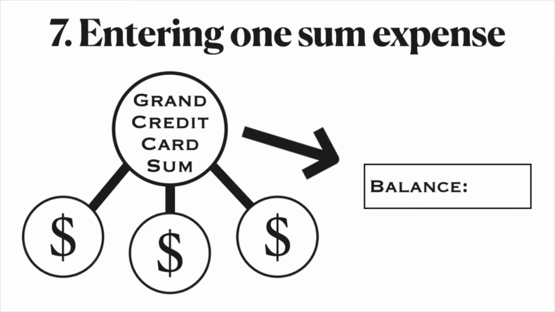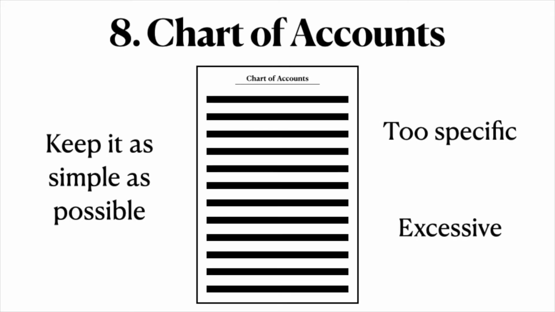Error number 7, I see this a lot. The credit cards are entered as one lump sum expense from the statement. That isn't technically wrong, but it is very clumsy. So I have linked a video in the description below with more on that particular topic and a solution for you. Error number 8 is that the chart of accounts is too specific or too long.